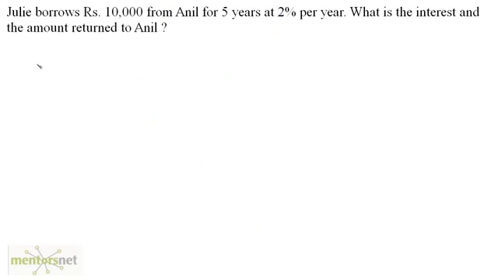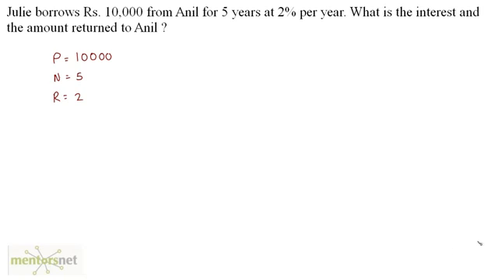So the question is, Julie borrows 10,000 rupees from Anil for 5 years at the rate of 2% per year. What is the interest and the amount returned to Anil? Well, Julie borrows rupees 10,000 from Anil. So the amount borrowed is actually the principal amount, and therefore P is equal to 10,000. And we have been given the time for which this amount is used by Julie, and that is 5 years. So we have N is equal to 5, and we have been given the rate at which the interest will be calculated per year. So R is equal to 2%, that's 2.